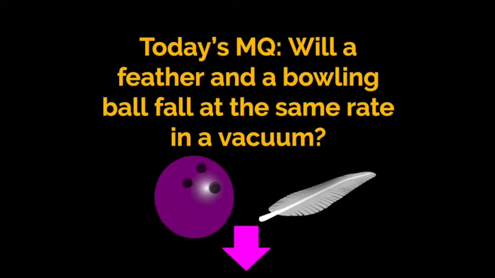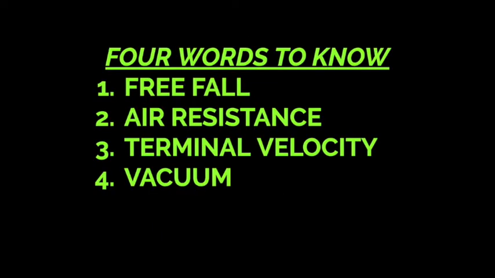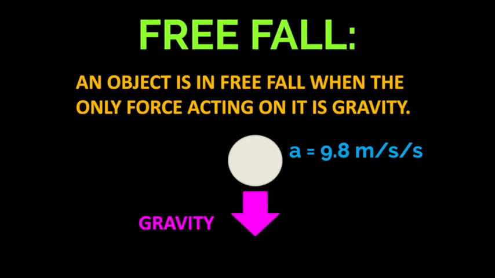Four words you'll need to know are these: free fall, air resistance, terminal velocity, and a vacuum. Those four words are key to understanding this concept of, will a bowling ball and a feather fall in a vacuum? We all know a bowling ball and a feather won't fall at the same rate if we drop them in air, but the question is, what if we drop them in a vacuum? So the first word, let's look at this, free fall.